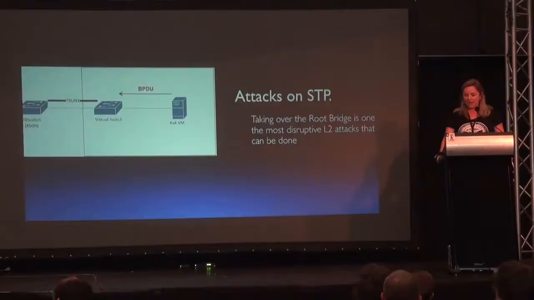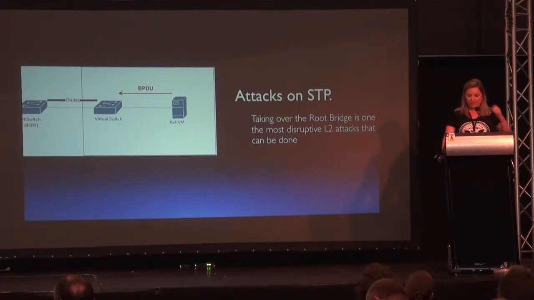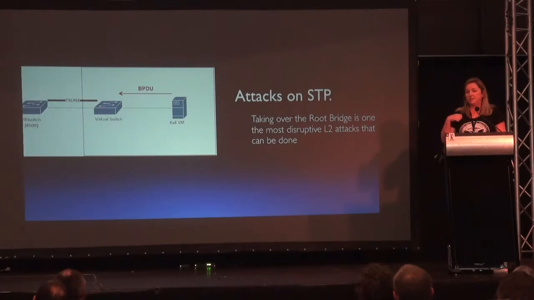So bringing it back to the virtual world, they say, and this is a quote, that taking over root bridge is one of the most disruptive layer 2 attacks that can be done. So I don't think many people do this in their normal attack regime unless they're really bad guys. But yeah, you can pretty much pull down the network with spanning tree attacks, which I've done many times. But in the virtual world, what I've done is I've got my Kali VM attached to my virtual switch, which then trunks through to my hardware switch. I'm going to start sending BPDUs to the virtual switch and see how it reacts to a spanning tree attack.